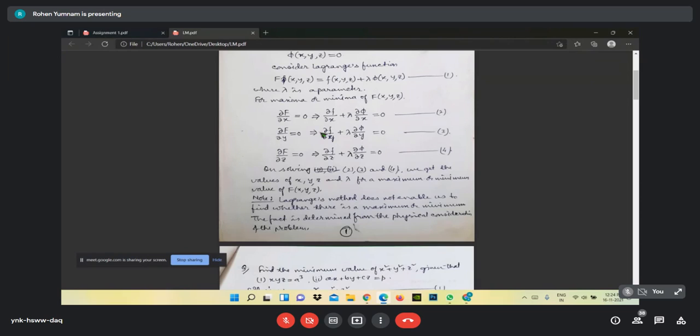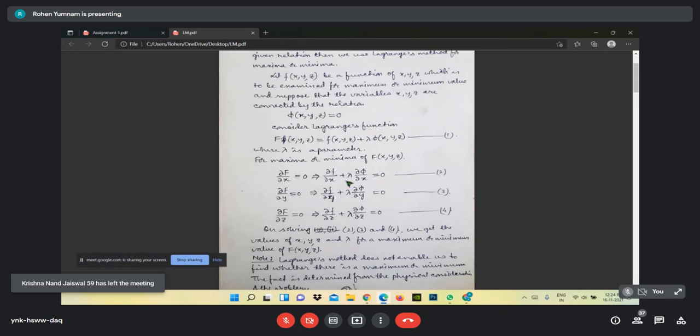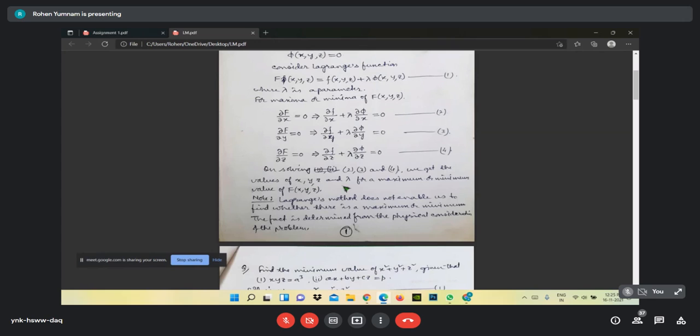How many equations do we have? 4 equations, 3 from differentiation plus the given condition. And how many variables do we have to solve for? x, y, z, and lambda, 4. And how is it to be solved? We have this one also, and consider this also, altogether 4. And from that, we can solve for the values of x, y, z, and lambda. And by substituting those in f, you will get the value.